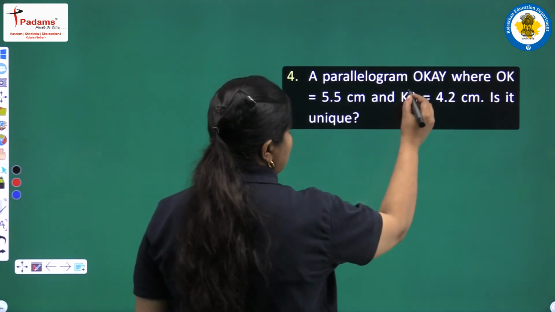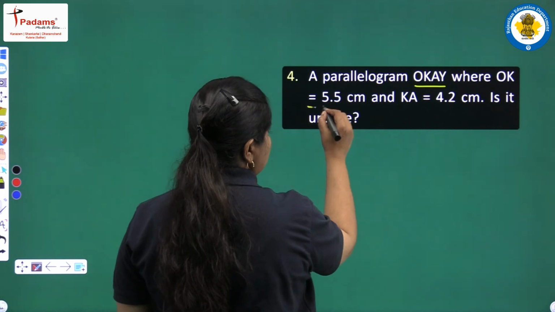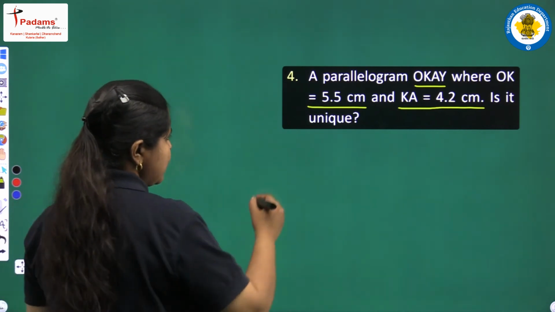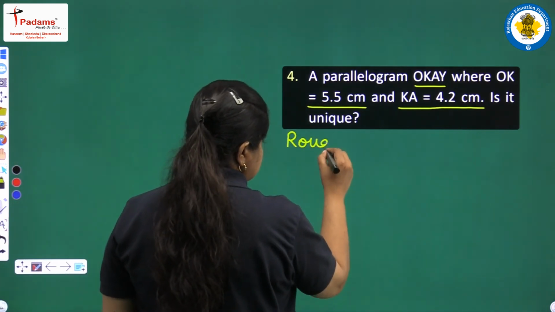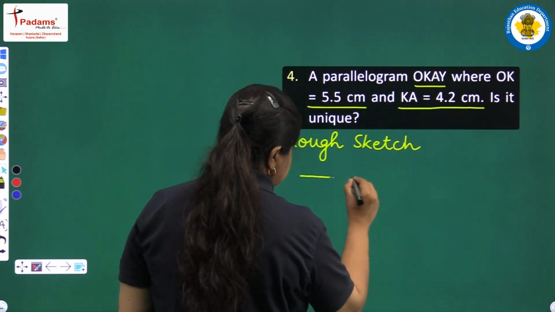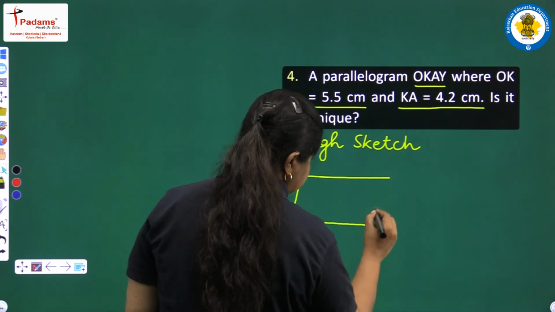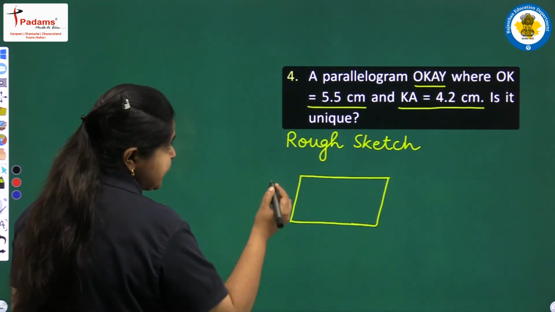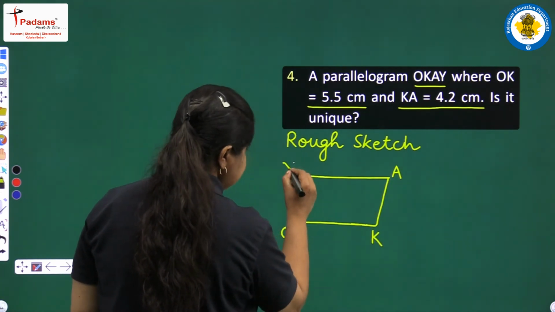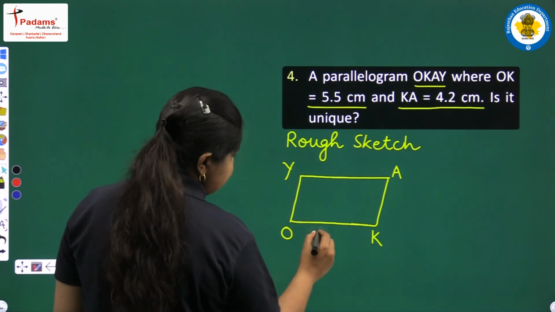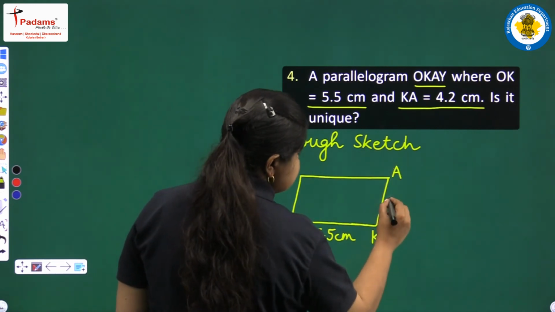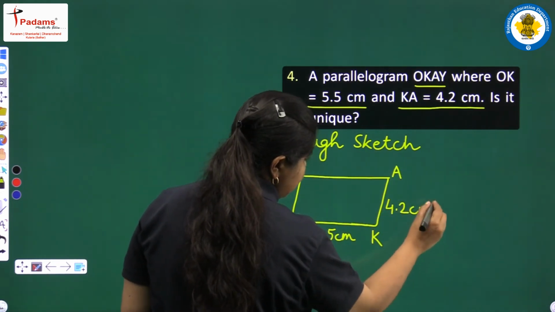A parallelogram OKAY, where we have been given OK equal to 5.5 and KA equal to 4.2. Let us draw the rough sketch first. A parallelogram looks like this. Let us name it as OKAY. The name is given in the question itself. OK is given to be 5.5 centimeter and KA, this is 4.2 centimeter.